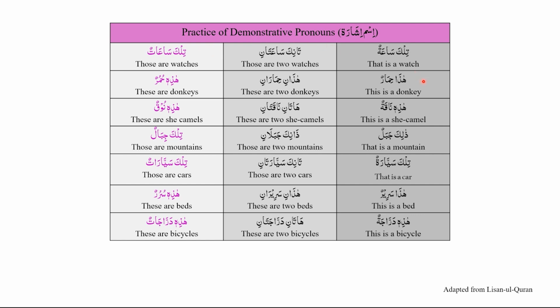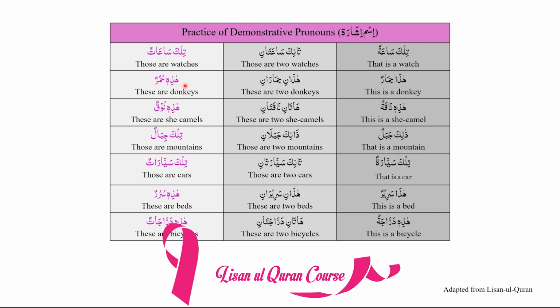Haza himarun, this is a donkey. Hazani himarani, these are two donkeys. Hazihi humurun, these are donkeys. Humurun is the plural of himar. Humurun is the plural of a ghair aqil ism. Therefore, the ism ishara that will be used will be singular and feminine, which will be hazihi. We will not say haulai humurun, we will say hazihi humurun.